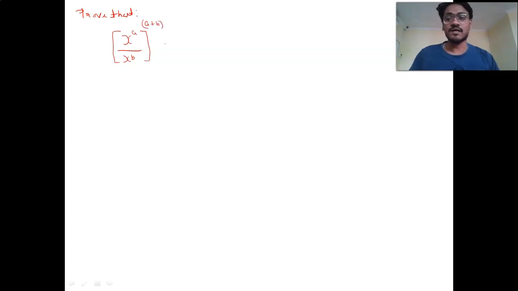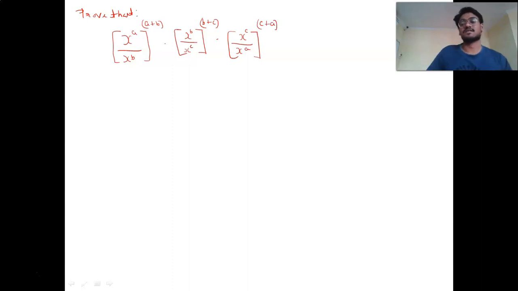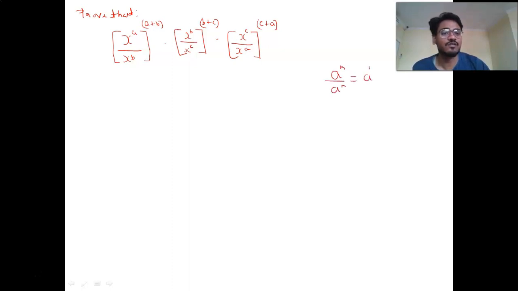Similarly here, x to the power b upon x to the power c, and in the whole the power is b plus c. And in the product, it's x to the power c upon x to the power a, and in the whole the power is c plus a. Now students, very simple one. Just apply the law of exponent. We know a to the power m upon a to the power n is a to the power m minus n. Any problem? No. So it can be written as x to the power a minus b.